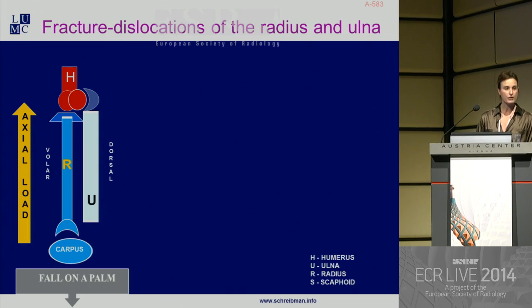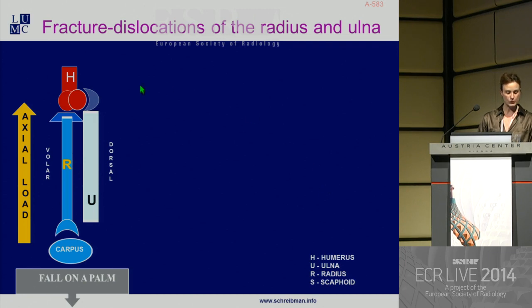But when we have a fall on a palm, we just have a hyperextension of the wrist, but we also can have other problems at the level of the arm and at the level of the elbow. So the fall on a palm can also transmit some axial load through the bones of the forearm and also in the direction of the elbow.